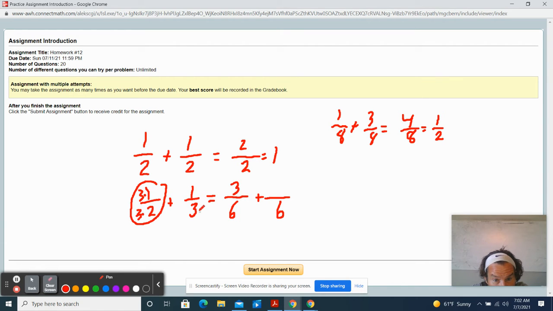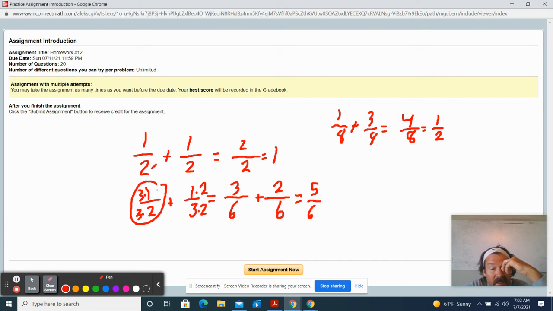Do the same thing with 1/3. 3 times 2 is 6. So if we multiply by 2 on the bottom, we multiply by 2 on the top. And now we have the common denominator, 6, and we just add the numerators together. And we get 5 over 6.